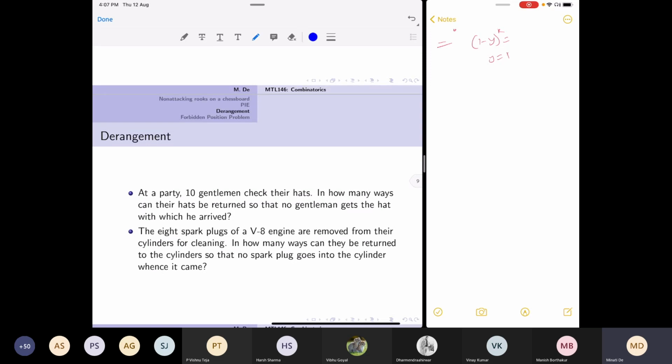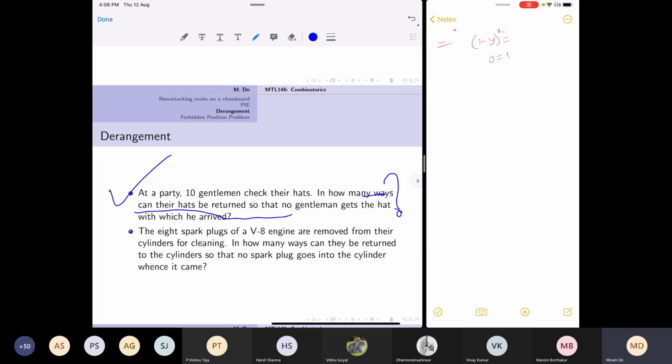So let's consider the first question. At a party, let's say 10 gentlemen were there, all carrying their hats on their heads. When they went there, it's a formality that you give the hat to somebody, let's say the caretaker. When you need to return, you take your hat back. But it might be the case that the caretaker was so careless that nobody got their own hat; they each got just one hat. Now the question is, in how many ways can the hats be returned so that no gentleman gets the hat with which he arrived?